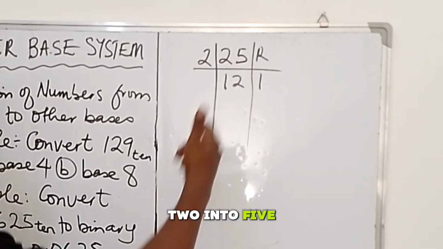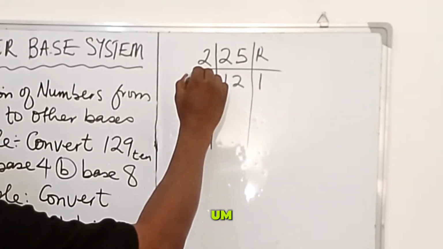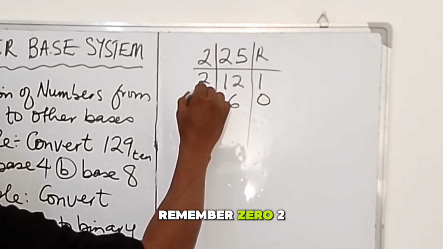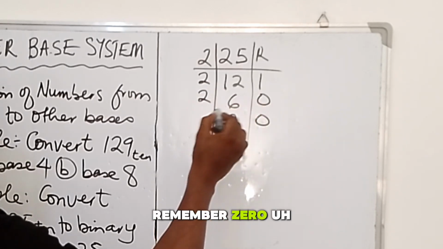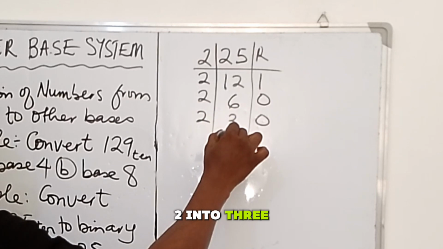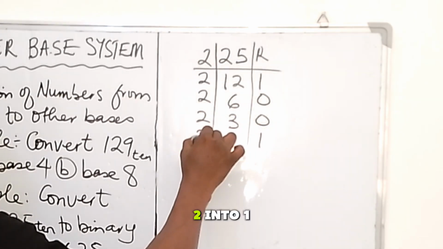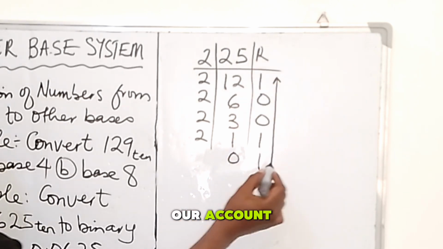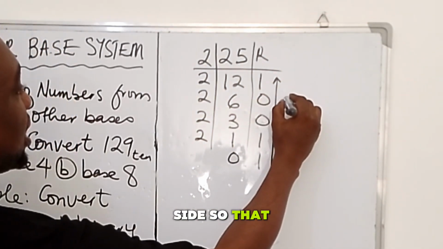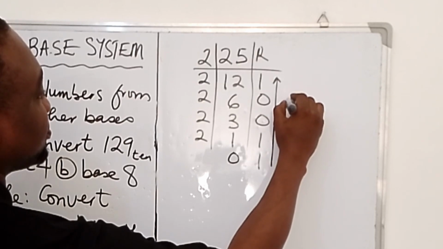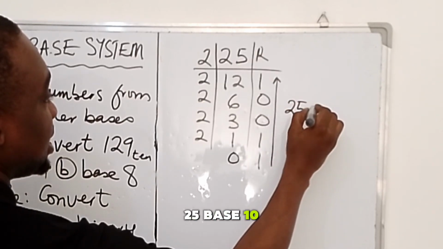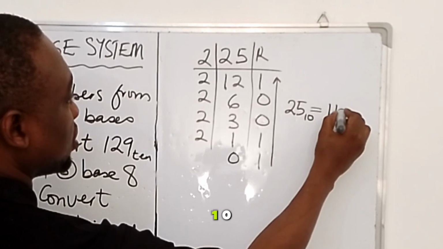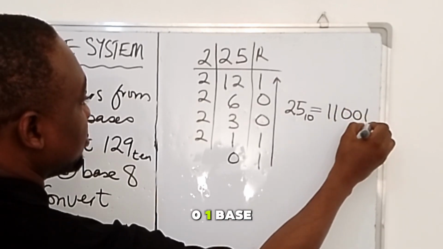So 2 into 2 is 1. 2 into 5 is a 2. We have a remainder of 1. We have a 12, still using 2. 2 into 12 is 6, remainder 0. 2 into 6 is 3, remainder 0. 2 into 3 is 1, remainder 1. 2 into 1 is 0, remainder 1. And that's our count. Let me place it on this side so that our 25 base 10, I told you it's not wrong, will be 11001 base 2.